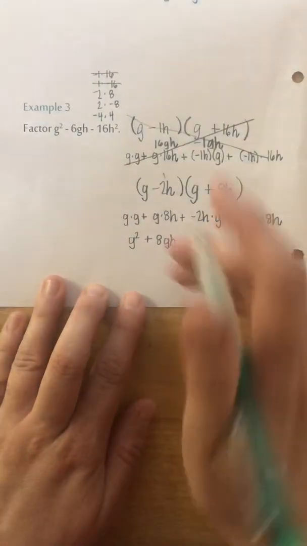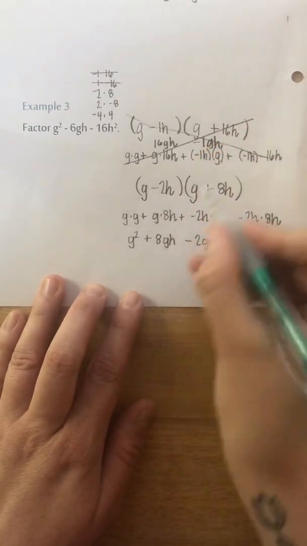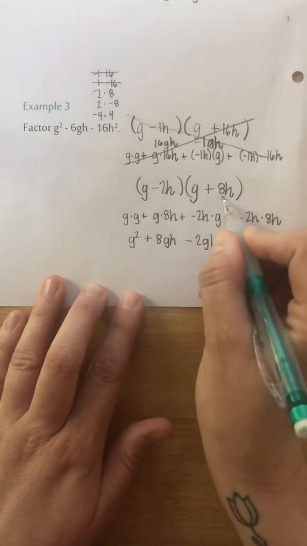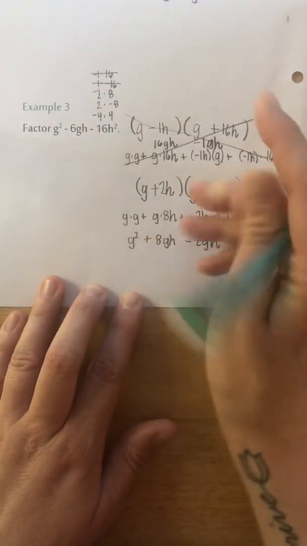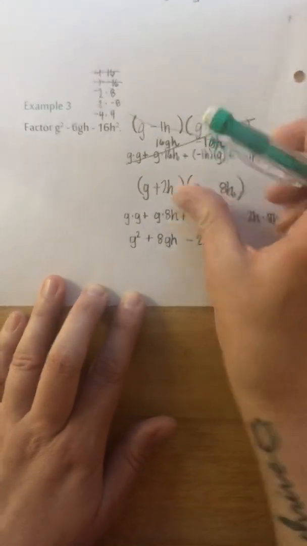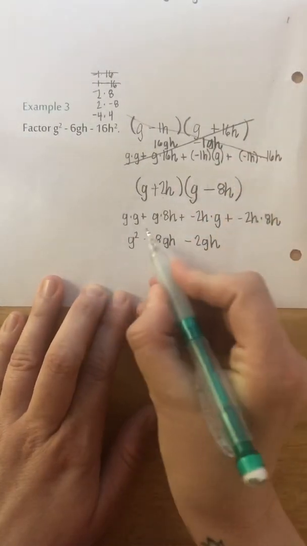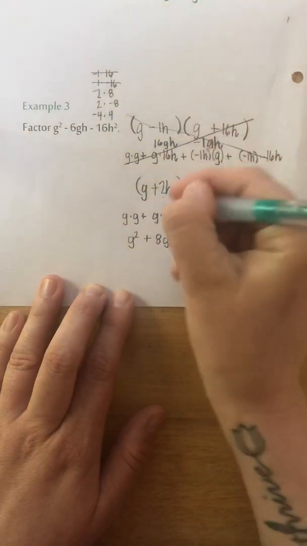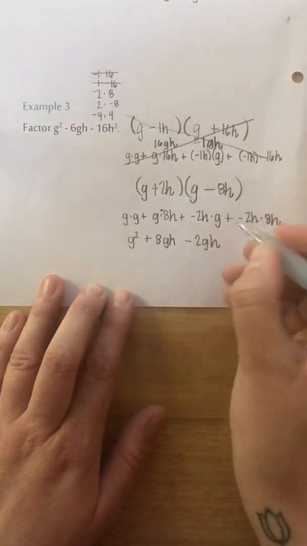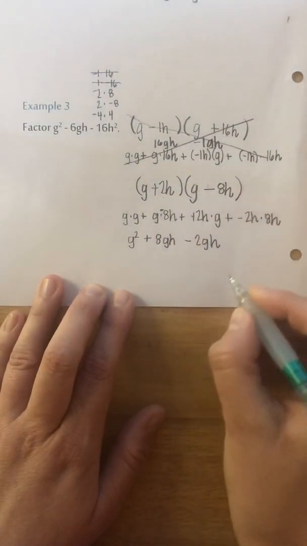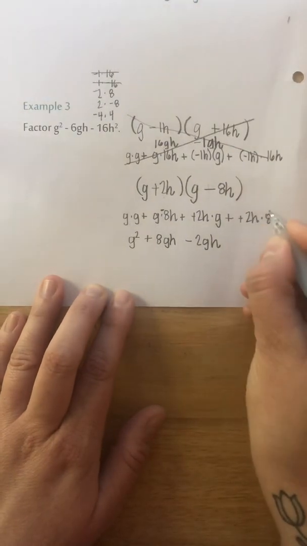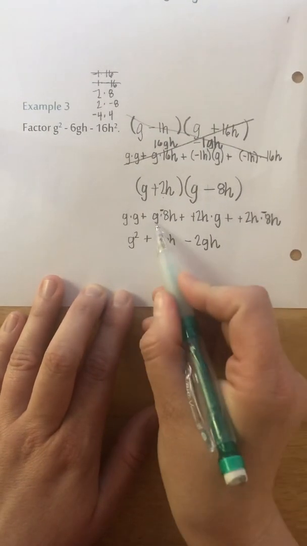So what do you think that means? I think that means that the numbers are right, but the signs are wrong. So I'm going to change this to a plus, and I'm going to change this one to a minus. So let's go back and see what happens. So right here, I would have a negative 8h. Here I would have a positive 2h, negative 8h. So let's see what happens.